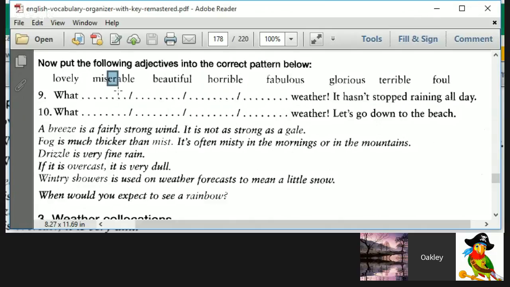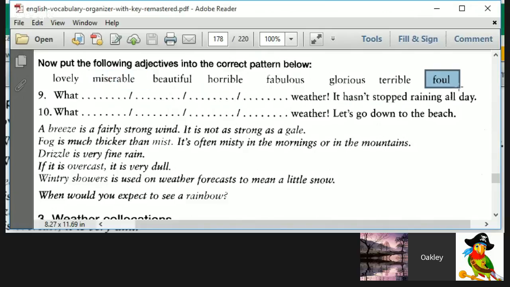I'm talking about pronunciation here. It's common to drop that middle vowel sound. Miserable, comfortable. In any case, miserable is very common, at least for Americans. Oh my gosh, it's miserable outside. We don't even mention weather. It's understood. Miserable goes with weather.